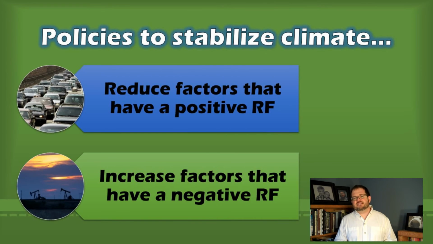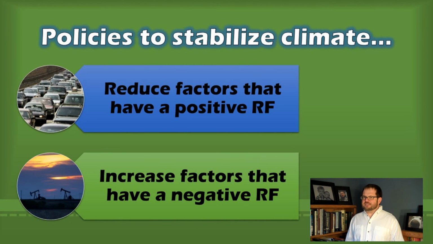Any kind of policy that's going to stabilize climate has to reduce the factors that are providing a positive radiative forcing that make the climate warmer, and we have to do things that increase the factors that have negative radiative forcing. Boy, that's complicated. Think about your representatives in Congress or, you know, whatever. You think they're going to get all this sorted out? Not without smart voters like you out there.